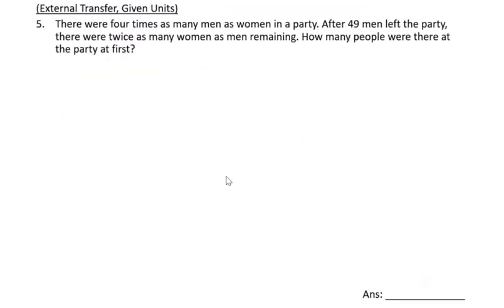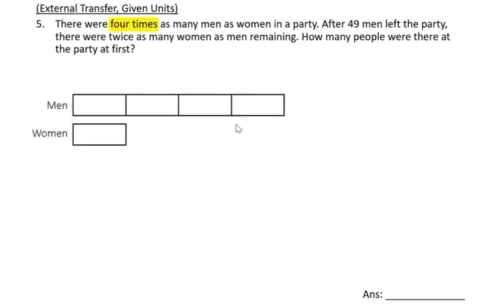Okay, question 5. External transfer given units. Okay, there were 4 times as many men as women. Then it says, after 49 men left the party, twice as many women as men remaining. How many people were there at the party at first? 4 times. So you draw men 4 units, women 1.